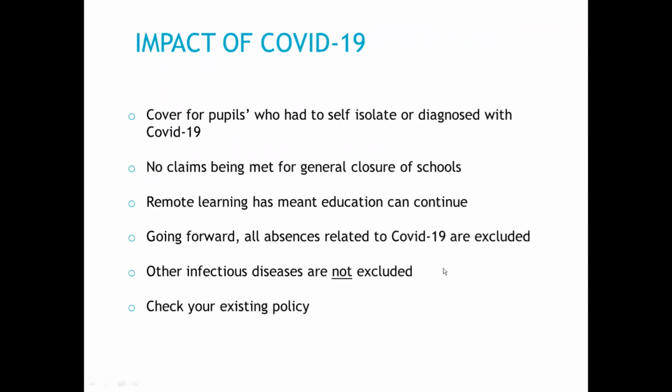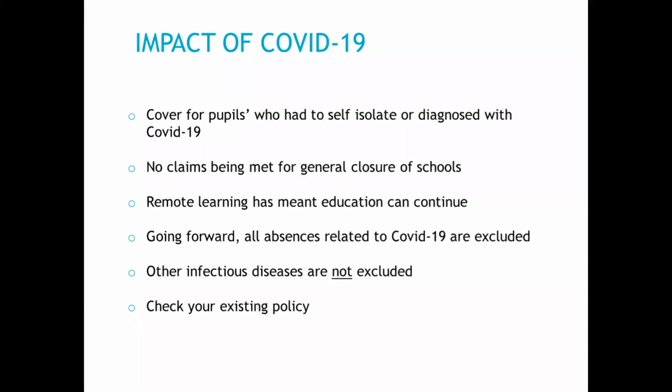The impact of COVID-19 and infectious diseases, and in terms of what is actually covered. Speaking about the Hayes-Parsons scheme only, there has been cover for pupils who have had to self-isolate or have been diagnosed with the illness which necessitated school absence. However, the general closure of schools has not resulted in claims being met, as there has been no localised outbreaks which resulted in school closure, and remote learning has meant delivery of education has been possible.